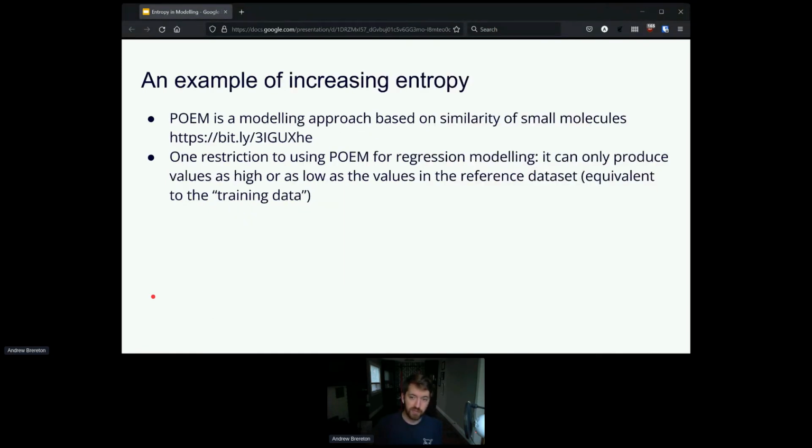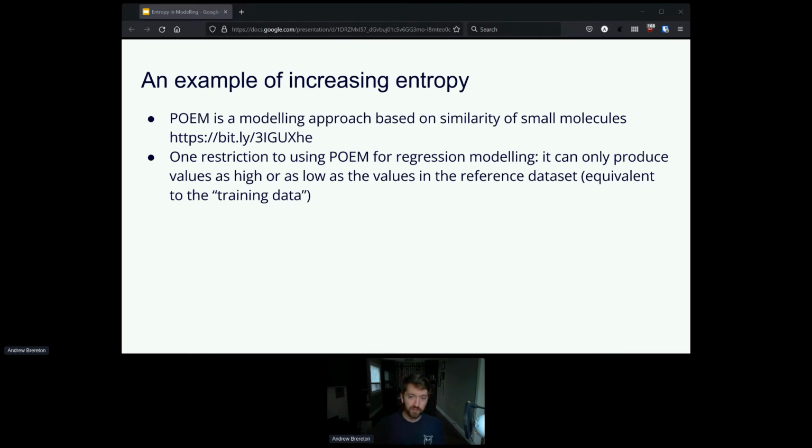So another example that I want to give is based on some work that I've been doing recently. So POEM, I've got a link here for POEM. I guess I can type this out in the chat if anybody wants it. I did a link shortener specifically so that this would be typable. GUXHE. Okay, so this is a link to the POEM paper if anybody wants to read it.